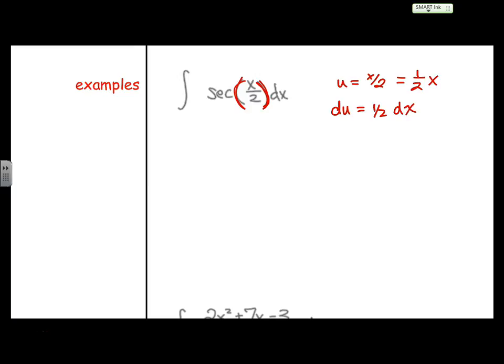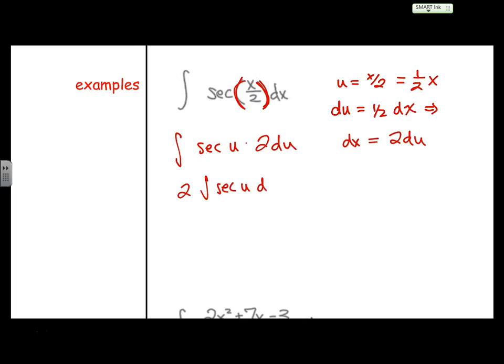So then dx is equal to, remember, just solve for dx, right? How do I solve for dx? Multiply by 2. Good. Plug it in, plug it in. Secant of who? Times 2 du. Any coefficient I can pull outside.